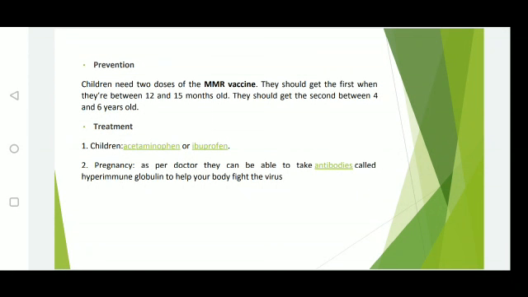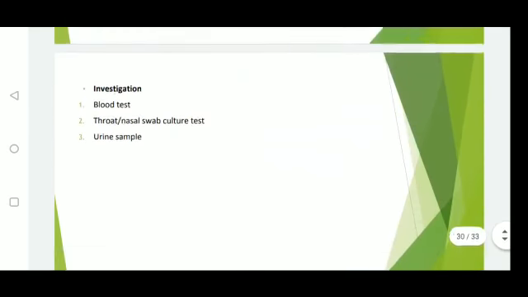We call these antibodies hyperimmune globulin, to help the body fight against the virus. So for pregnant ladies, the treatment, as per the doctor's order, is to take the antibodies, which we call hyperimmune globulin, to help your body fight against the virus. So this much.